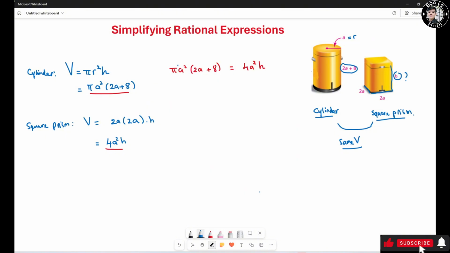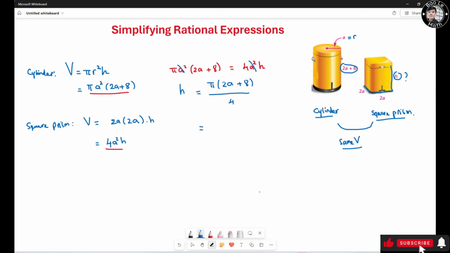Right, now a squared and a squared right here cancel out, right? So in order to find h, I need to divide both sides by 4, right? So h equals pi times 2a plus 8 divided by 4, right?